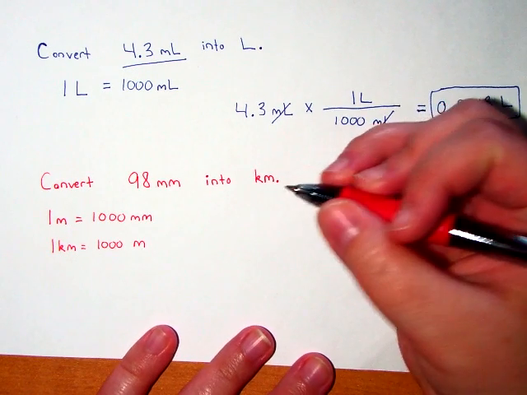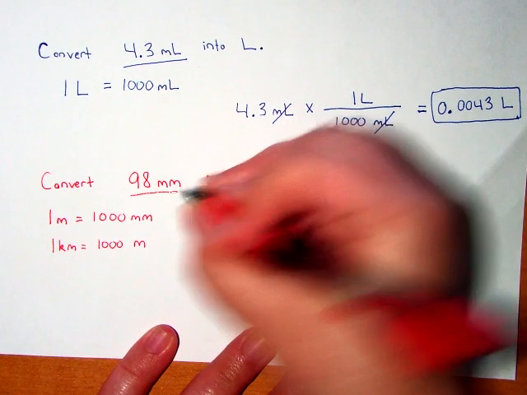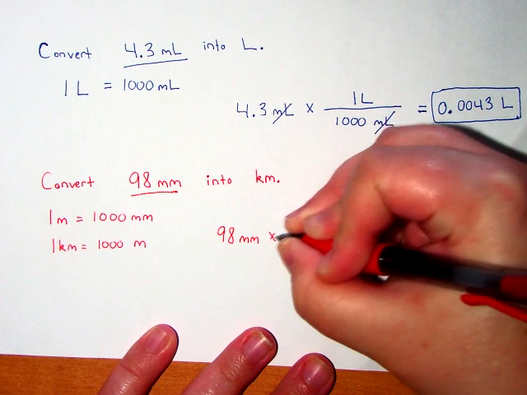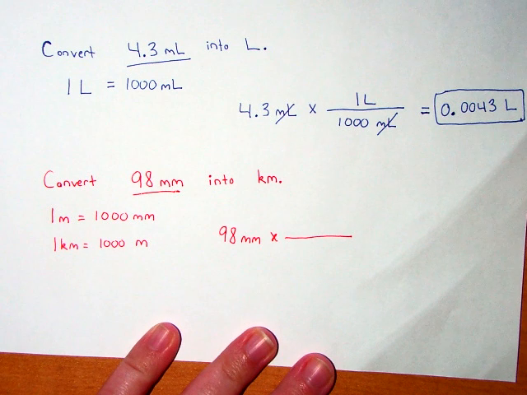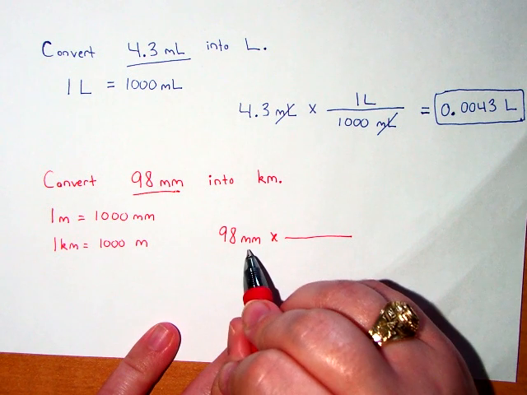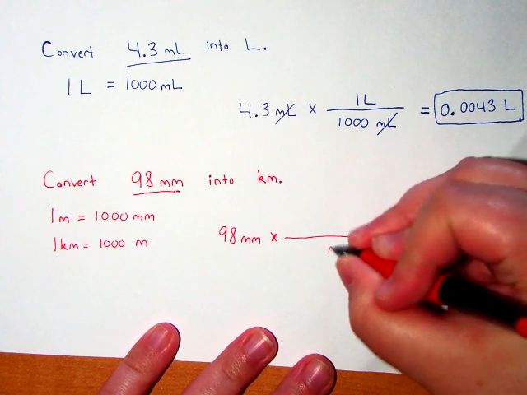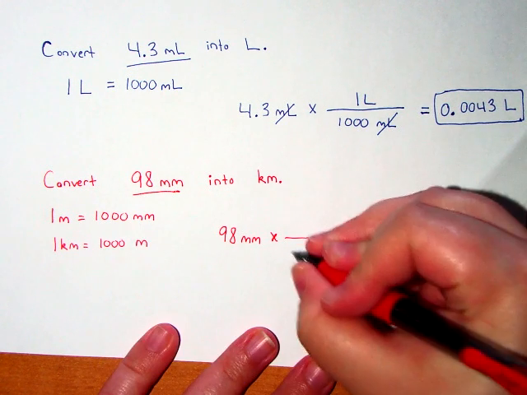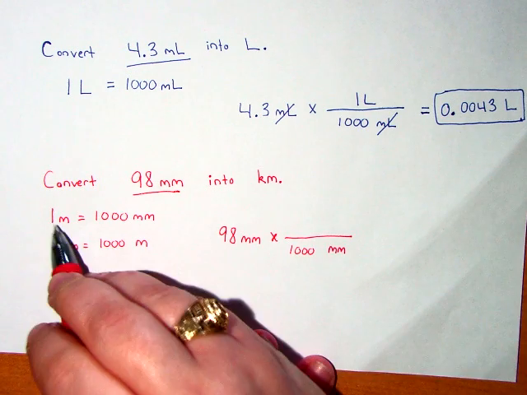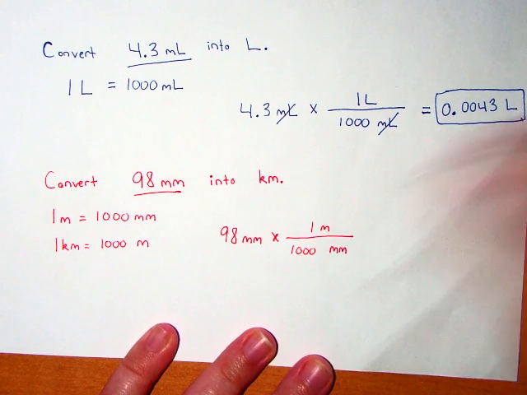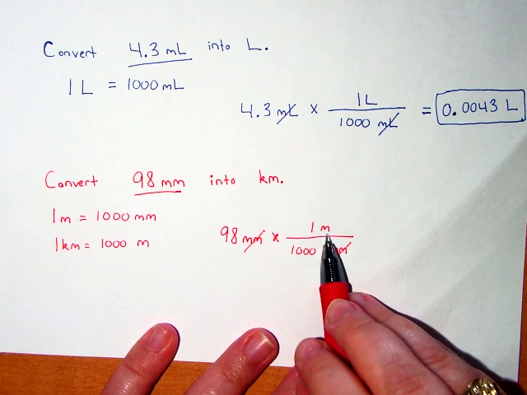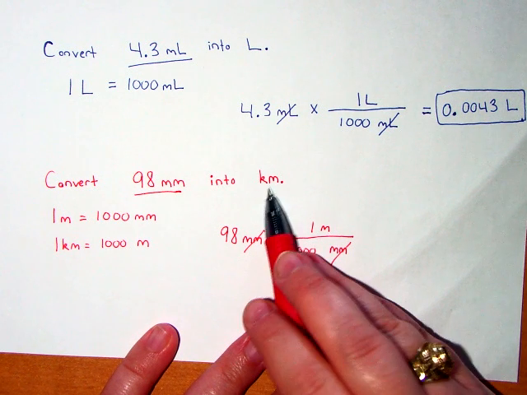All right, so let's start out with what we're given. We're given 98 millimeters times a fraction. I have millimeters on top, so I'm going to put millimeters on the bottom. In my conversion factor, 1,000 millimeters is equal to 1 meter. Cancel out. I'm left with meters. But is that what the problem is asking for? No, the problem is asking for kilometers instead.